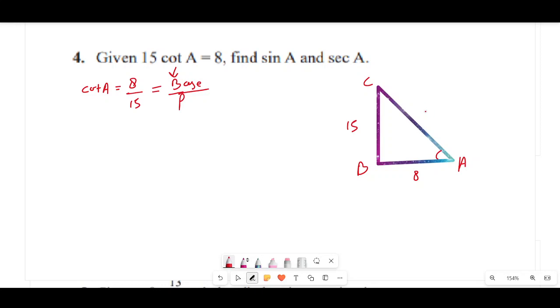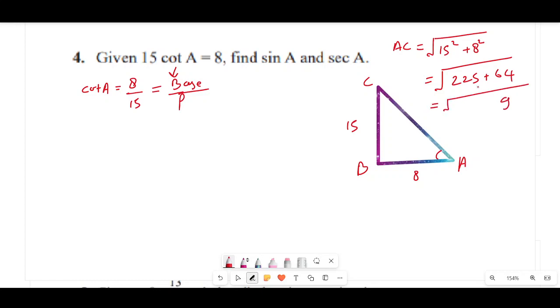Now what is the value of this? We should find the value of AC first. What is the value of AC? AC is the square root of 8 square plus 15 square, that means 225 plus 64, that means 289. This is the square of 17. Clear? So here we will write 17.